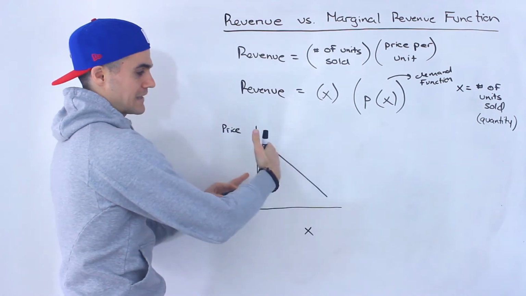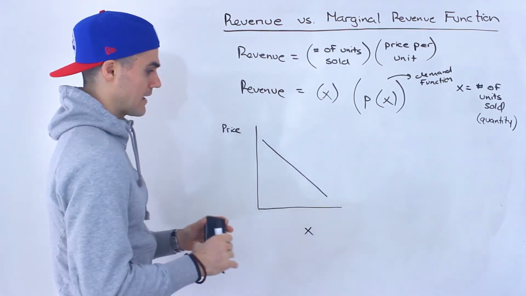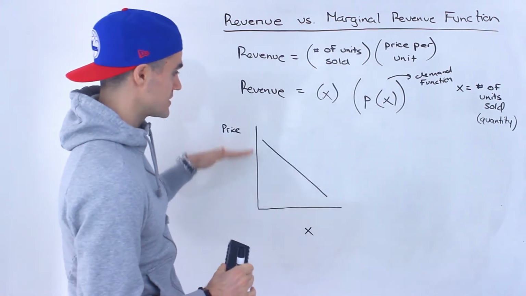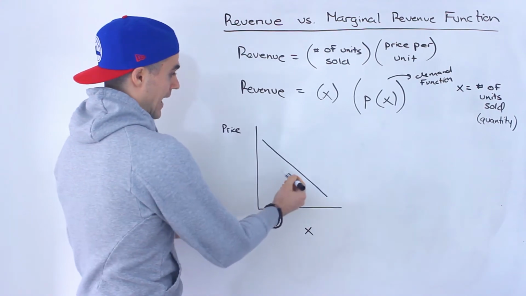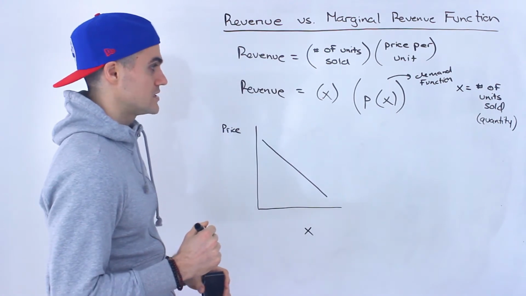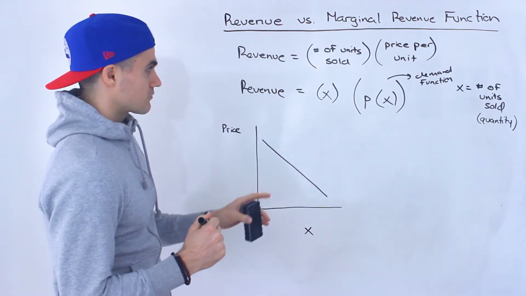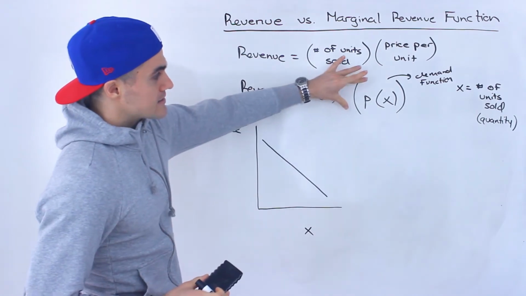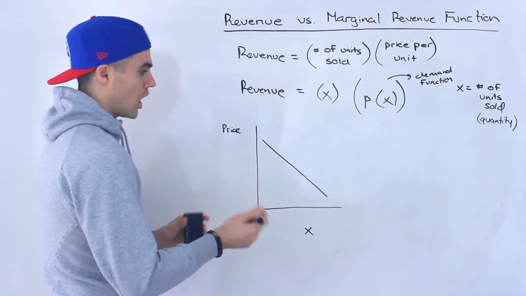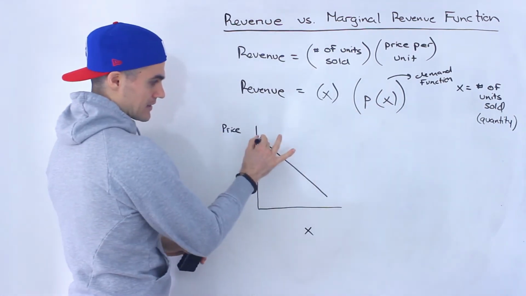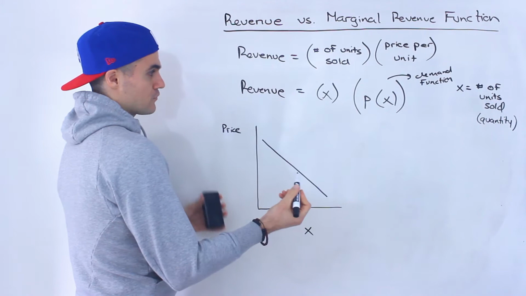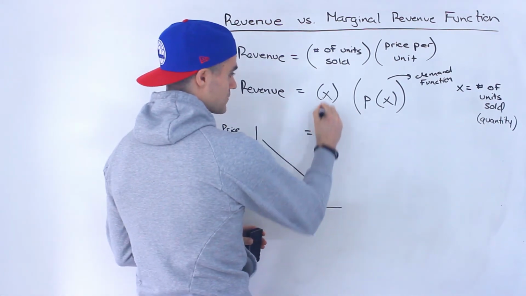Usually, in most cases, there's going to be an inverse relationship. That's the law of demand: as the quantity sold increases, the price decreases, or vice versa. As the price increases, the quantity sold is going to decrease. And so what you'll usually see is this price function. It can be given as different types, but a common way that it's represented is with a line that has a negative slope.